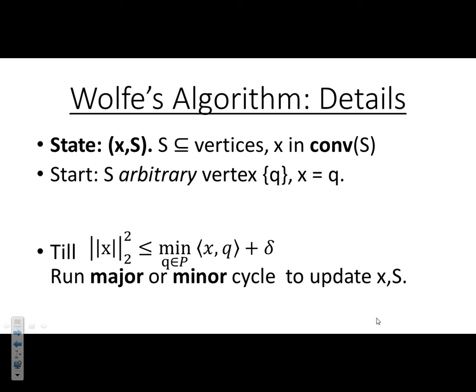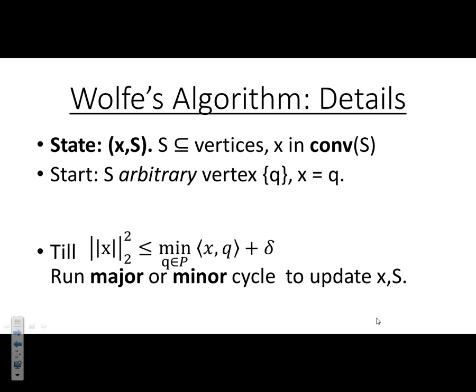So Wolfe's algorithm always maintains a state. S will be a set of vertices in the polytope. X will be a point in the convex hull of this set S. Initially, S is any arbitrary vertex, which you could find using linear optimization, and X is that point itself. Until I reach the condition that X squared is delta-close to being optimum, I run some major cycle or minor cycle, and I'm going to tell you what major cycles and minor cycles are. They depend on this set S, X and S, and I update the state.